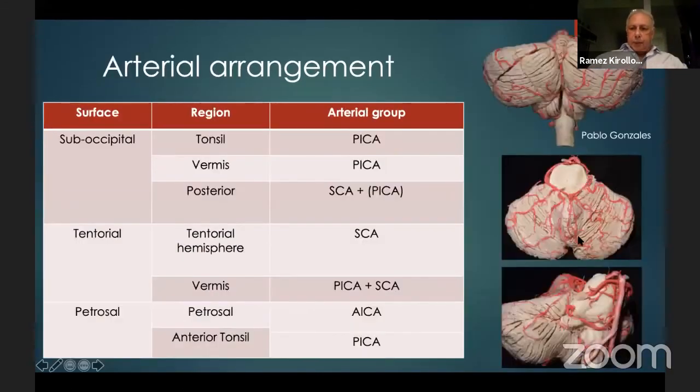What is important is that the vermis itself gets a large supply, this is from Pablo, I borrowed this from him. The vermian branch of the PICA goes up to the superior part of the vermis. So an AVM in the top of the vermis will be supplied by the PICA and the SCA as well, while a high AVM here may not be supplied by the PICA at all.